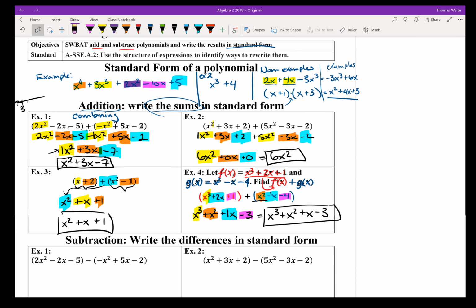So the first step I like to do to make sure I don't forget is I'm going to think about what I'm doing as taking away each of these things to the right over here. I'm taking away a negative x squared, I'm taking away a positive 5x, and I'm taking away a negative 2.